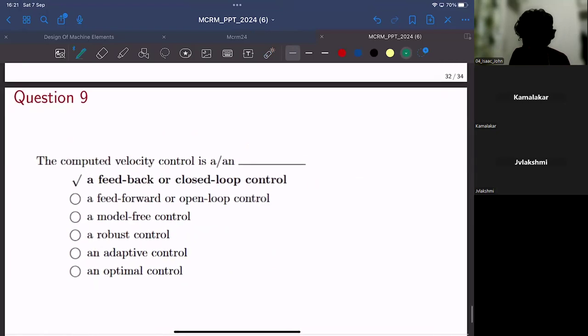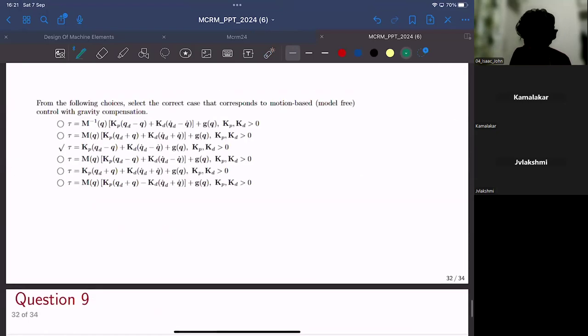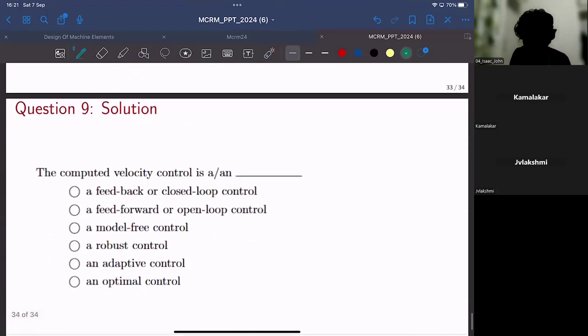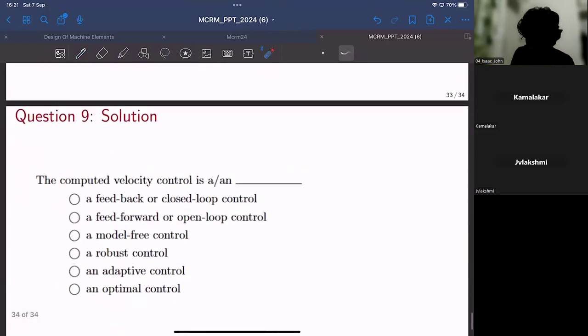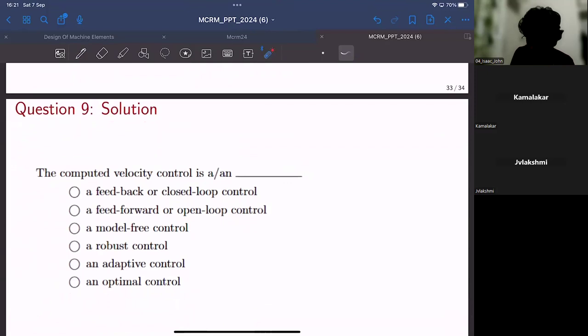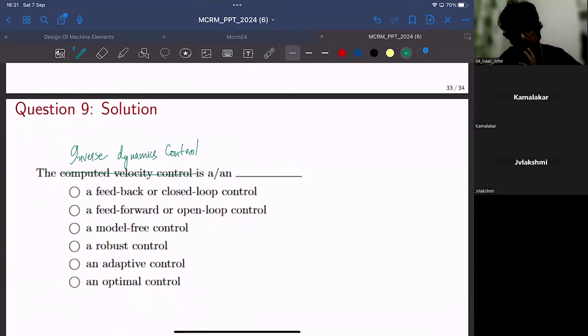Moving on to question 9. I think we have solved this earlier actually, right? We have seen this problem earlier. And this is the correct answer for computed velocity control. So maybe we can modify this question. What about inverse dynamics control? Is it an open loop or is it a closed loop control? If that is the question.